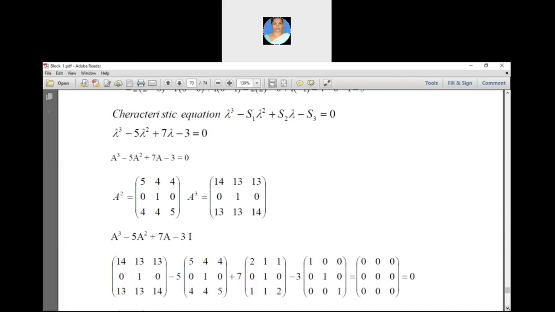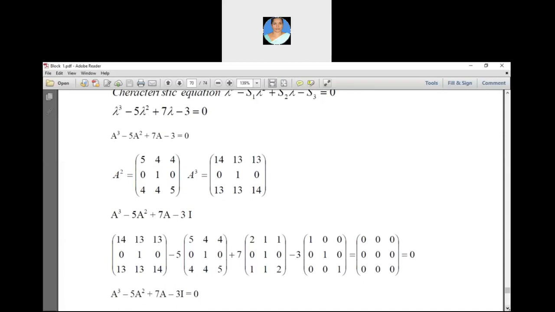Then we find A cube. A cube means A square into A. So the A square matrix into the A matrix. The final answer is 14, 13, 13, 0, 1, 0, 13, 13, 14. Now you take the characteristic equation, A cube minus 5A square plus 7A minus 3I. You substitute each matrix value, and we get our final result as the zero matrix. Therefore, the given matrix satisfies its characteristic equation.